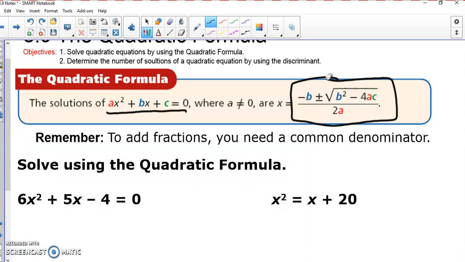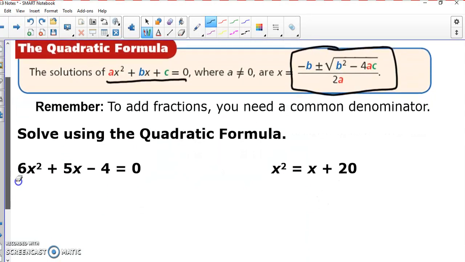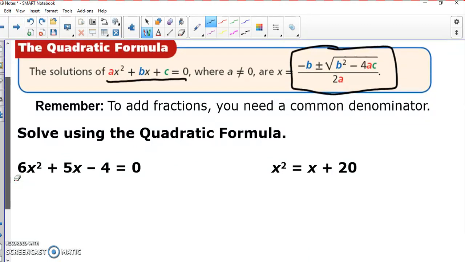Okay, so this will be something you are going to need to memorize for the test. We're going to learn in class a song to memorize it, so however you want to memorize it is fine, but just make sure you know it for the test.